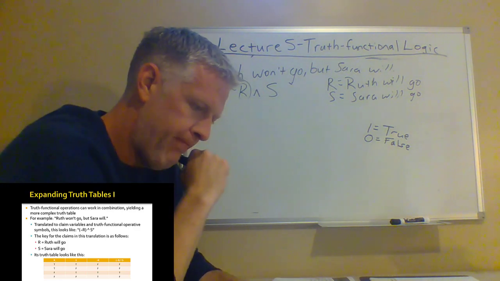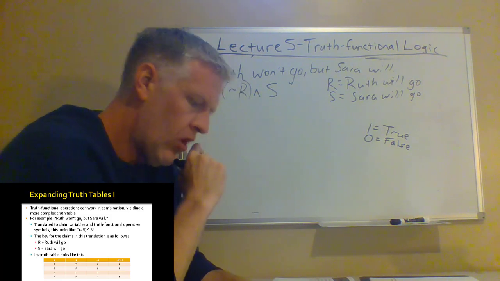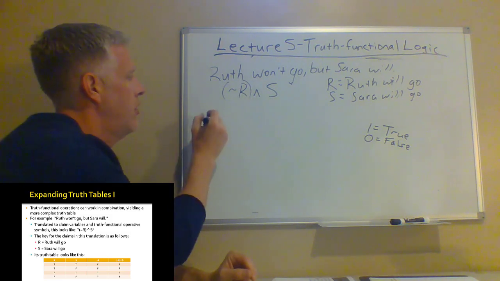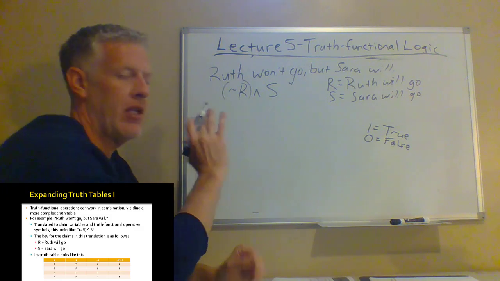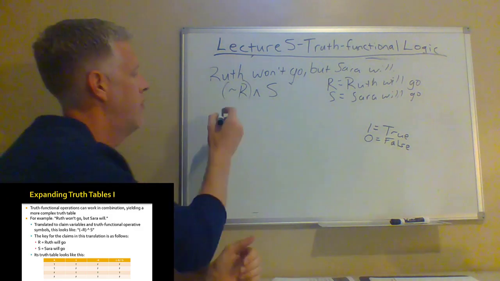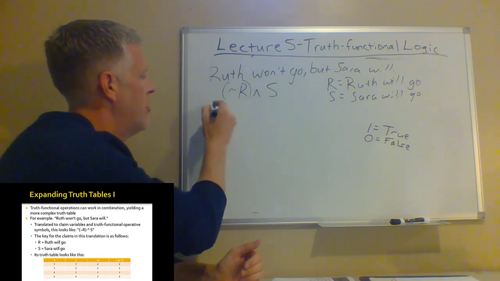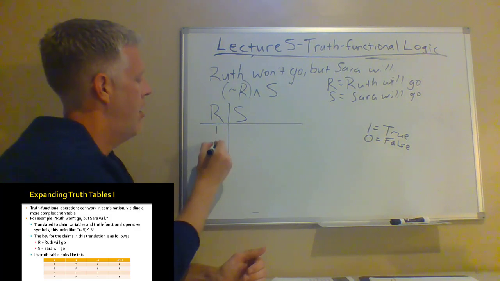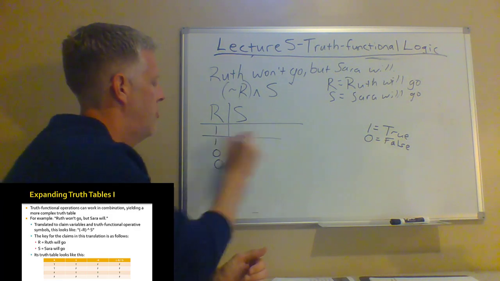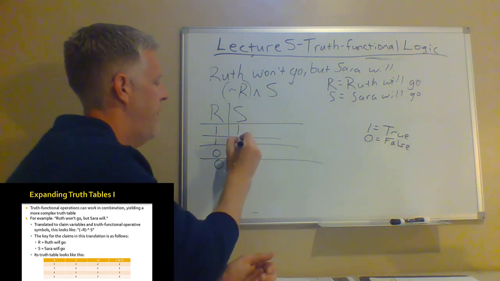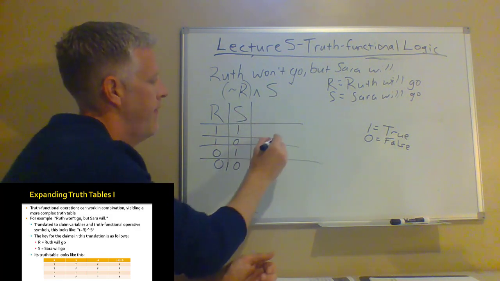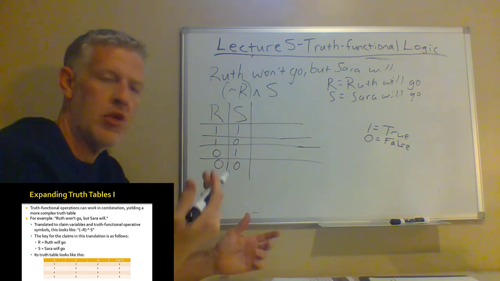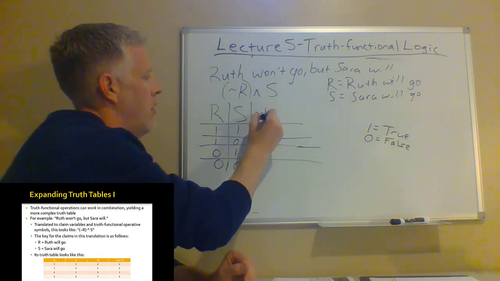So going back to this slide, this is slide 7, and we have a couple different operations involved now. So our truth table is going to expand, in this case left to right. We're going to add an additional column, essentially. So we'll start with R and S, our basic claim variables, and we have those possible combinations of truth values for the basic claim variables. Okay, now we need to start figuring some other things out. So we have that negation, which we remember how to do.